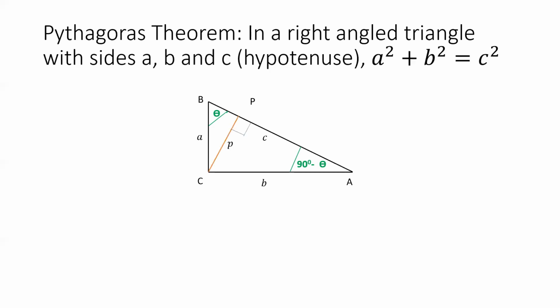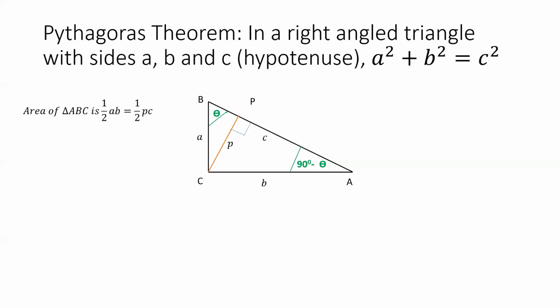Now the construction in this case, like I said, this particular proof doesn't involve constructing squares or anything of the sort. The only construction that you need is to drop a perpendicular from the vertex C onto the hypotenuse. Let's call this perpendicular CP, and let's denote the length of CP by small p.